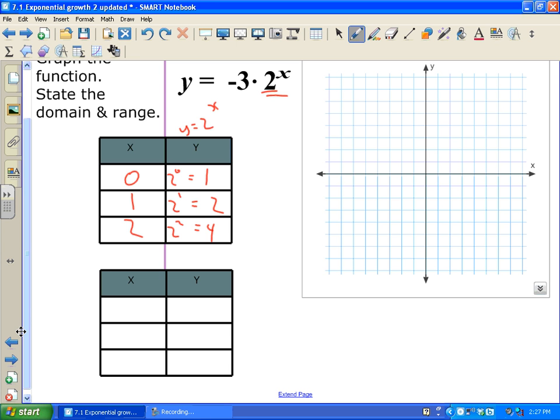No change for x. Same y, that's a -3 multiplier times -3. So all my x values will stay the same, 0, 1, and 2. And all my y values will be subtracted 3. So 1 minus 3 for -2, 2 minus 3 for -1, and 4 minus 3 for +1. So I've got the coordinate 0, -2, coordinate 1, -1, and the coordinate 2, +1.